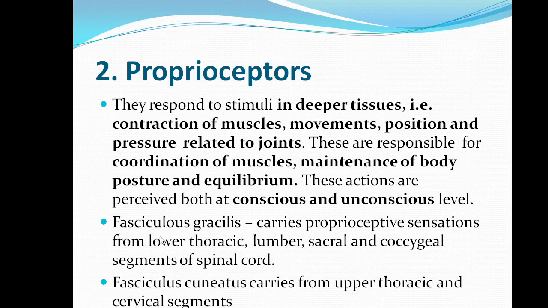They are carried, the fasciculus gracilis carries proprioceptive sensations from the lower thoracic, lumbar, sacral, and coccygeal segments of the spinal cord, while the fasciculus cuneatus carries this proprioception from the upper thoracic and cervical segments. So the posterior funiculus has the fasciculus gracilis and fasciculus cuneatus. Fasciculus gracilis is for the lower part, that is the trunk and the lower limbs, and the fasciculus cuneatus is for the upper thoracic and cervical.